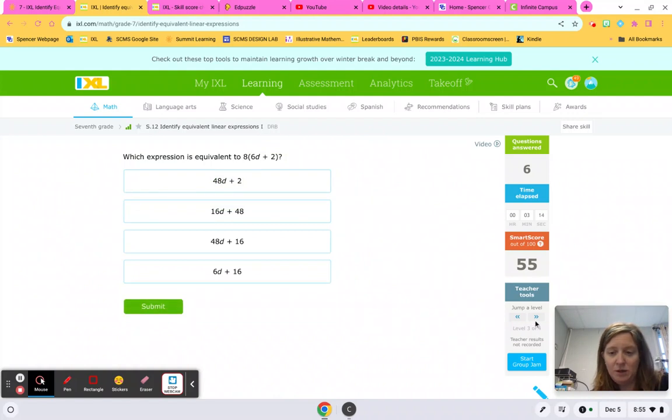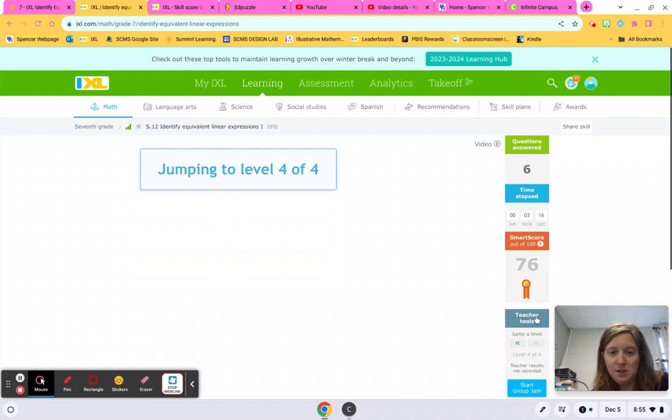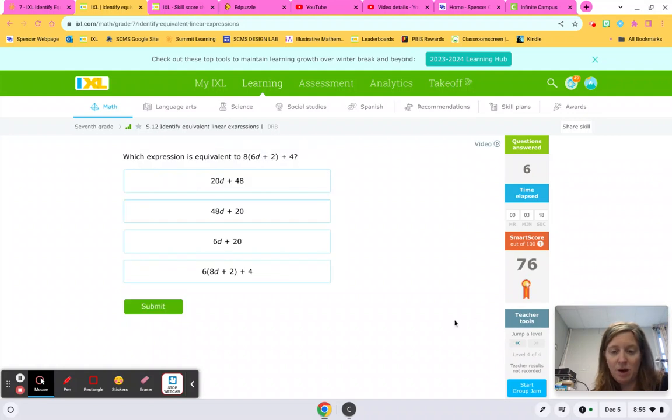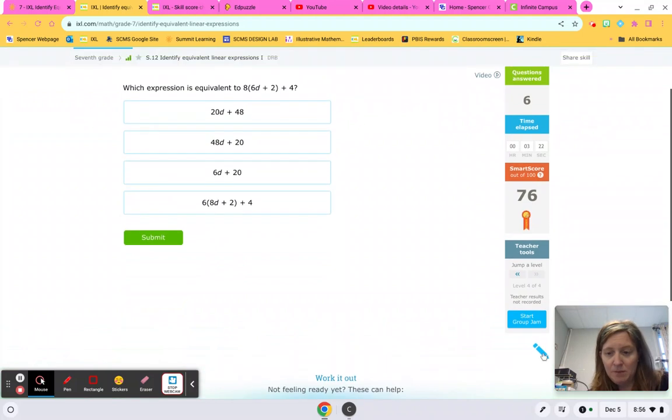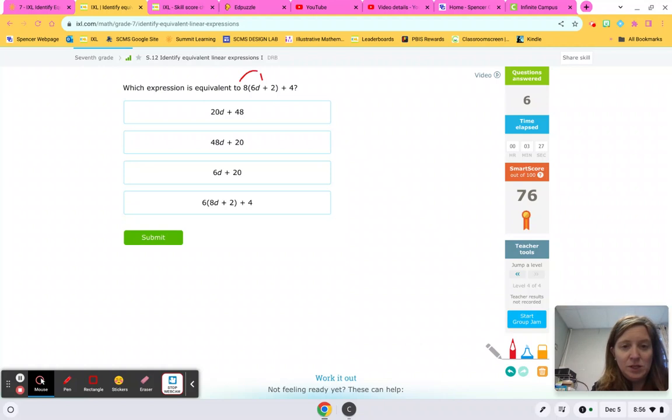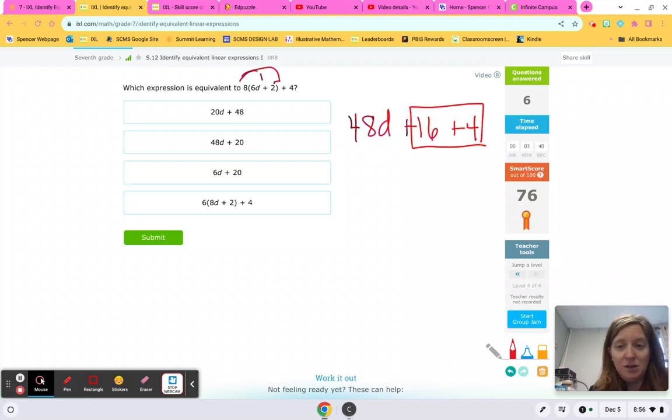I'm going to jump a level again. Get some of these harder problems. Okay, here's another harder problem. Do the distributive property first. 8 times 6d, which is 6 times 8 is 48. So this is 48d. Plus 8 times 2 is 16. And then we've got the plus 4 at the very end. And we're going to combine like terms. Plus 16 plus 4 would be 20. So it'd be 48d plus 20.